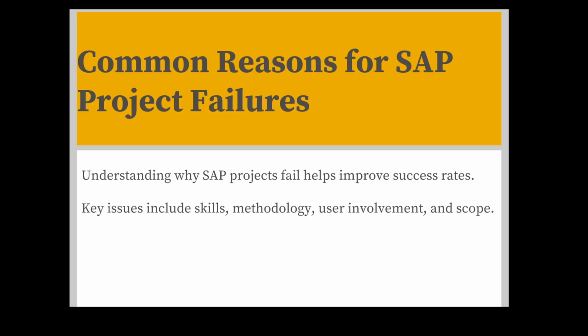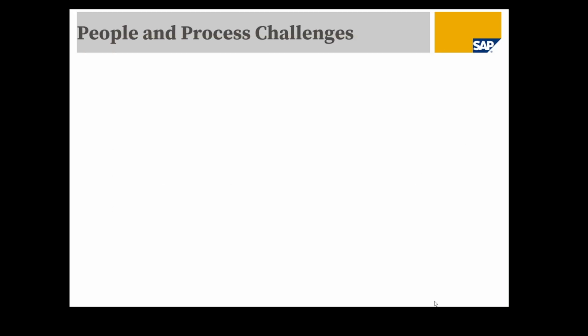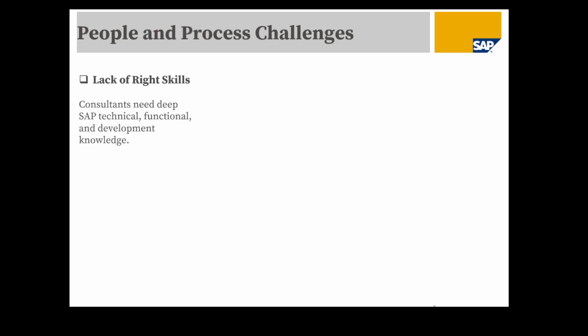People and process challenges. One of the common reasons for project failure is lack of the right skills. For any greenfield implementation project, brownfield implementation project, or bluefield upgrade project, your team needs to have good hands-on project and cross-industry experience. Most of the clients will need an expert consultant to guide them from the initiation to the successful implementation of the project.